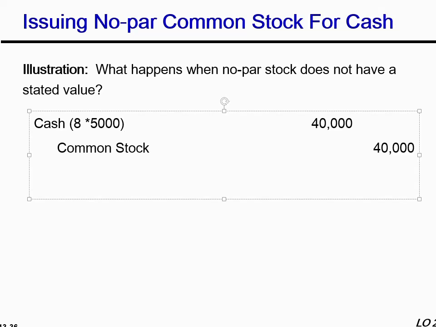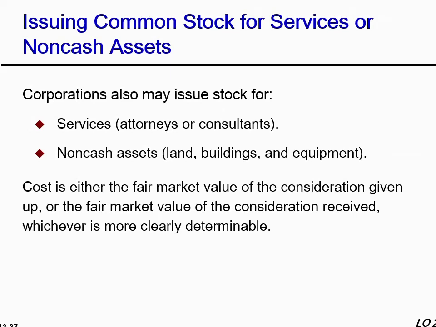This example was for the cash purchase of common stock. What if the company sells the shares on a non-cash basis? That is, issuing common stock for services or non-cash assets. Someone has given services to the business and instead of paying them money, the company has issued shares to them. Or someone has given assets to the company and instead of giving them money, the company issues shares. So these are the two cases where the company issues shares not for cash. It issues shares for services like attorney services or consultancy services. Somebody has given these services to the company and the company is paying them in shares.